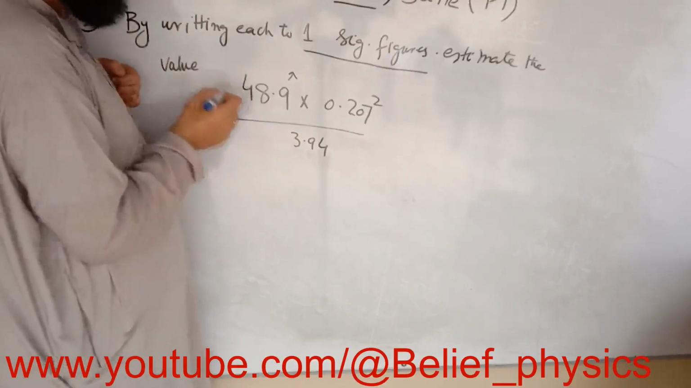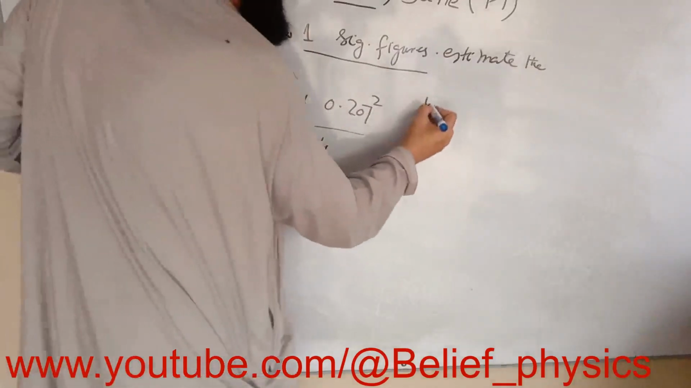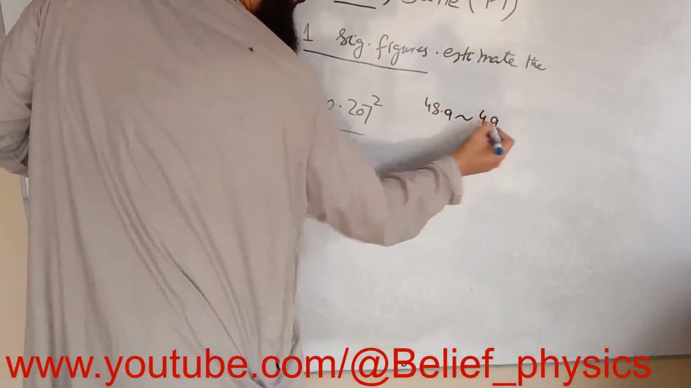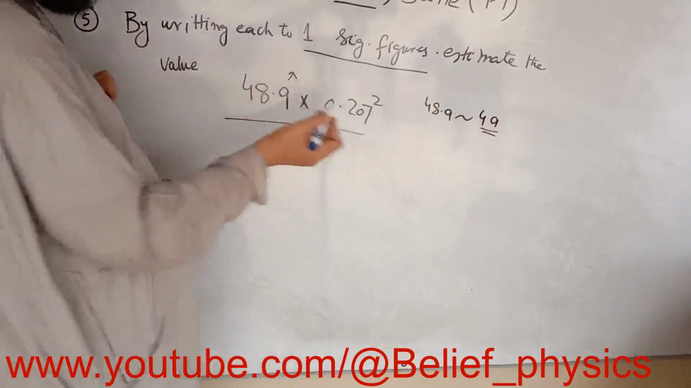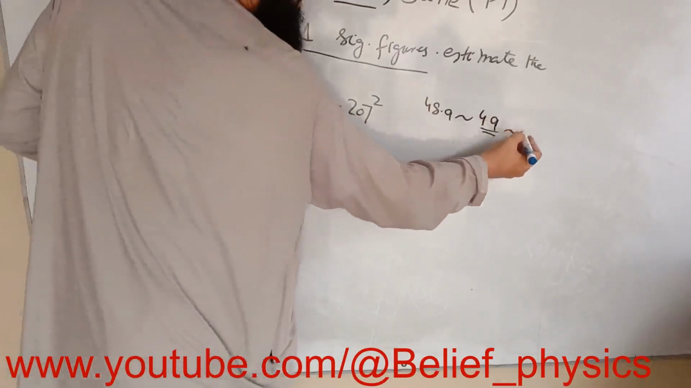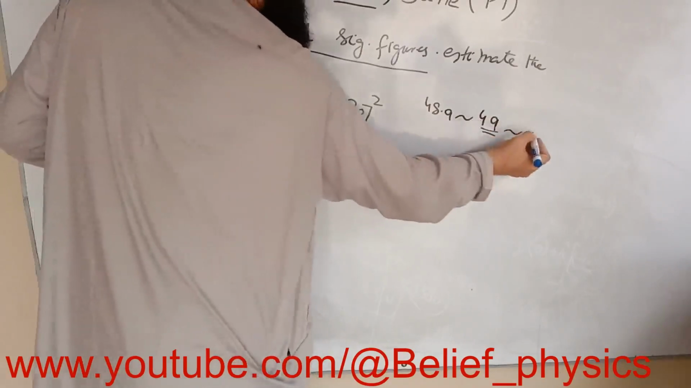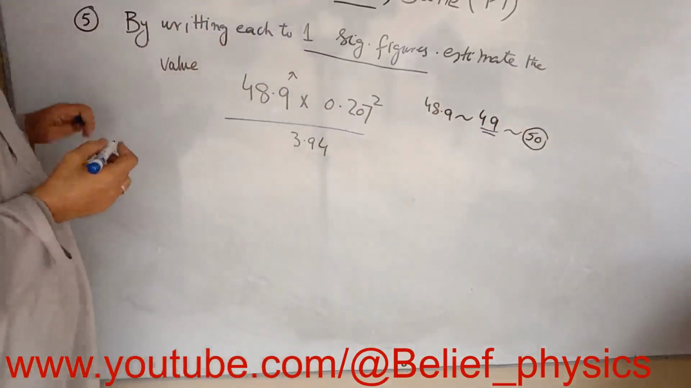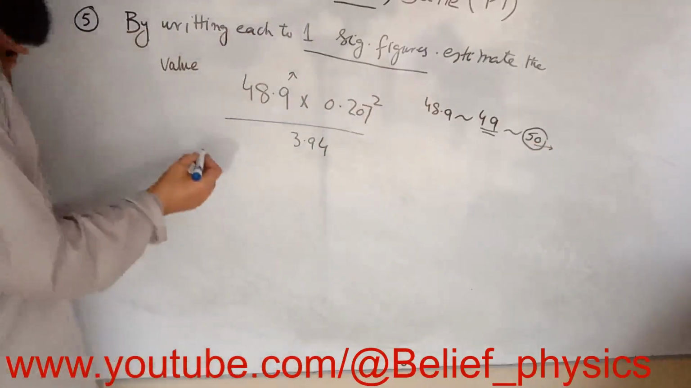Now 49 again has 2 significant figures. To make it, again 48.9 is nearly equal to 49 if we drop this, but this has 2 significant figures. Now we have to make it to one significant figure. We will again drop this 9. This 9 is again greater than 5, so this will be raised by 1, and we get 50. So 50 has one significant figure because zeros on the extreme right are not significant. So this will become 50.